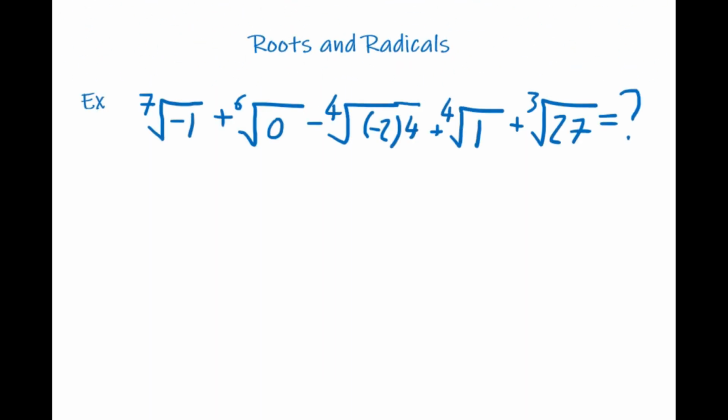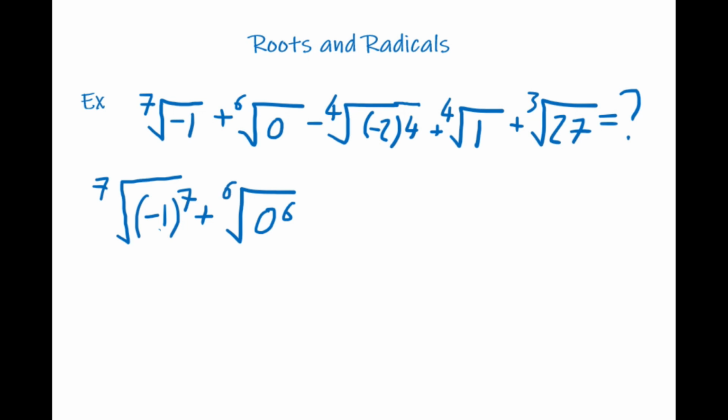Let's finish this video with this example. Here we have 7th root of -1. So you can write the first term as -1 to the power of 7, right? Because if you multiply 7 times -1, it's going to be still -1. So I can write -1 as -1 to the power of 7. Plus, this 0 can be written as 0 to the power of 6, right? Because if you multiply 0 times 0, 6 times 0, it's going to be still 0.